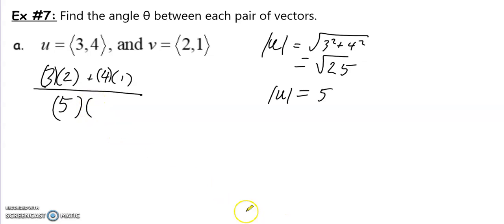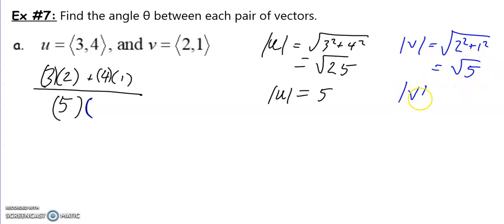And now I need to find the magnitude of v. The magnitude of v is going to be the square root of 2 squared plus 1 squared. So that's going to be 4 plus 1, the square root of 5. So the magnitude of v is the square root of 5. Don't freak out because it's a radical. Nobody cares. It is what it is. We deal.